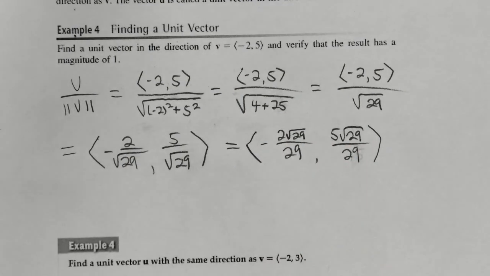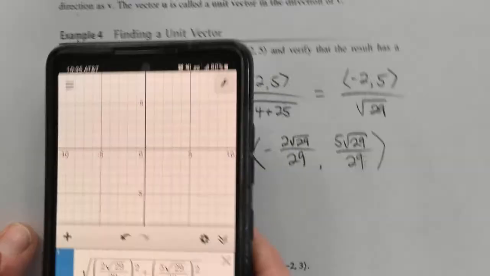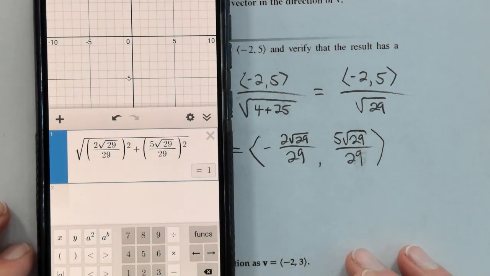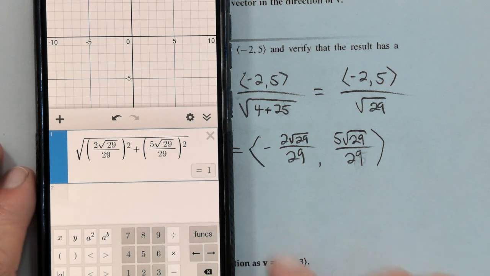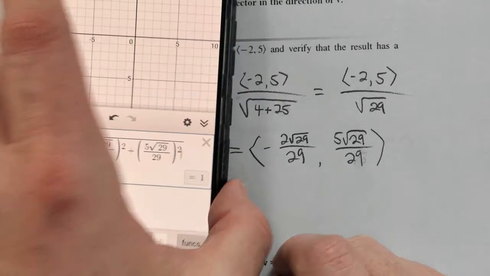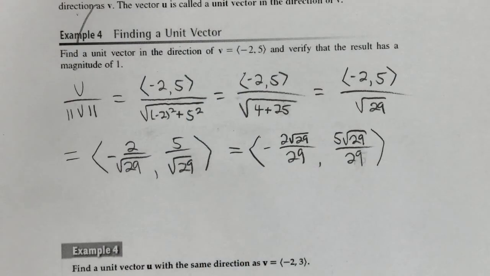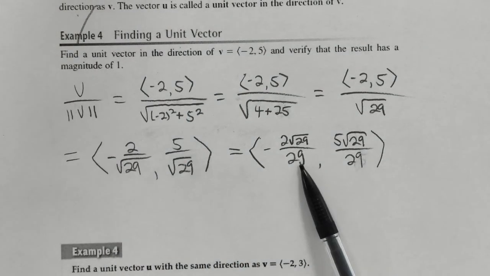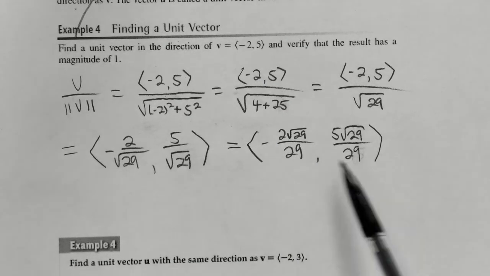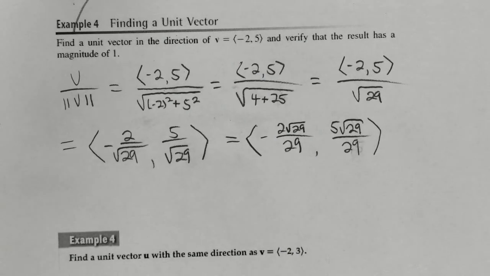It also says verify that the result has a magnitude of 1. In order to do that, you can just put it into your Desmos calculator and see that if you take the magnitude of this, it is in fact equal to 1. So what have we found? We found the unit vector for this vector. It's in the same direction and its magnitude is equal to 1. Okay, so that's the procedure for finding the unit vector.